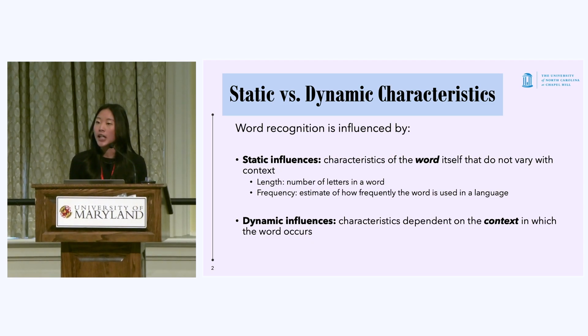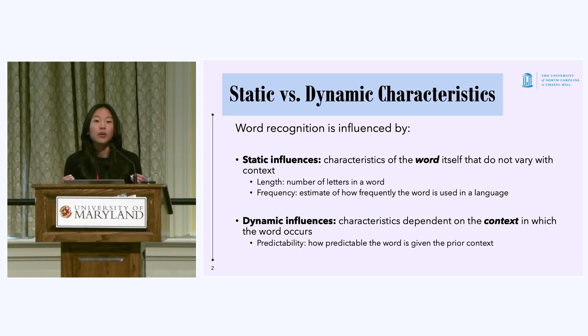And this can be contrasted with dynamic influences, which are going to be characteristics that are dependent on the context in which the word occurs. So a way that this has been studied in the literature is through predictability effects, which is how predictable the word is given the prior context. And critically, readers most often read words in context. And so I think that it's likely that both these static influences as well as dynamic influences play a role in word recognition.